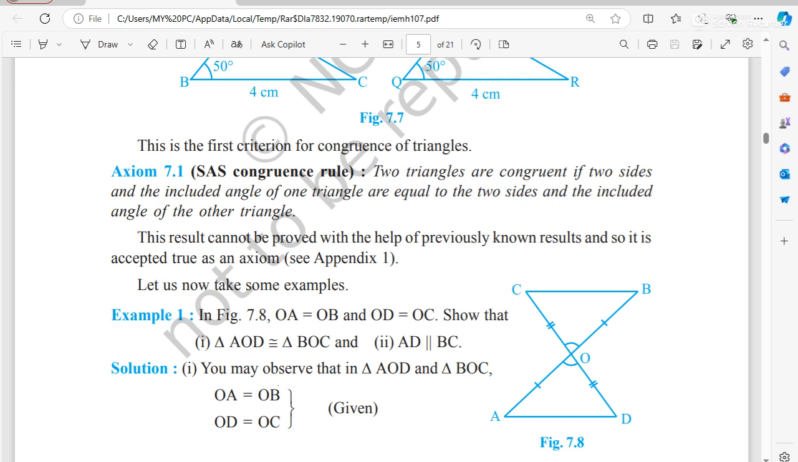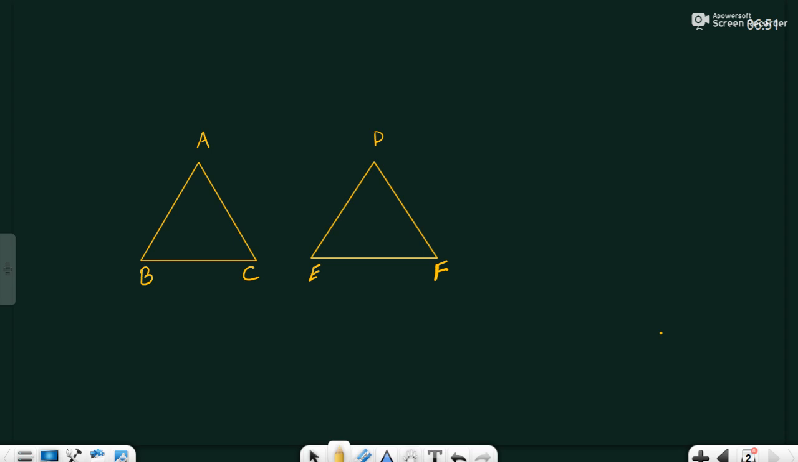Side angle side. Suppose we know that in these two triangles AB is equal to DF, right? And BC is equal to EF, right? And what is the included angle? You can see that between these two sides, this is the included angle, not these two. Included means between these two sides, right? That means angle B and angle E, right?